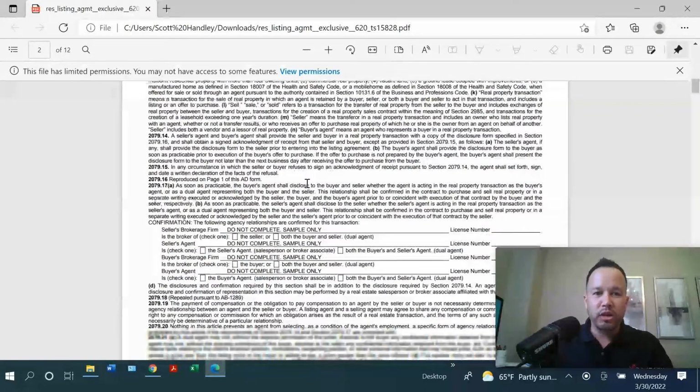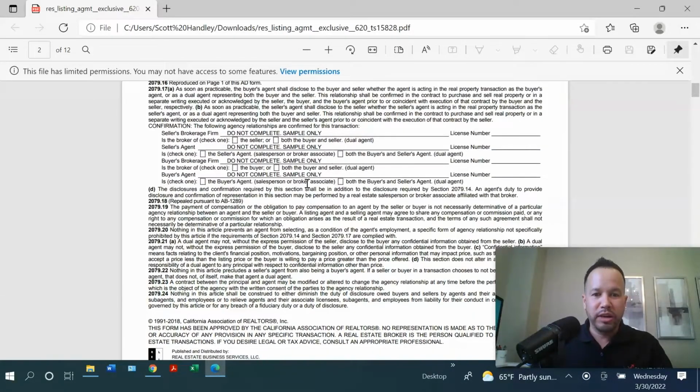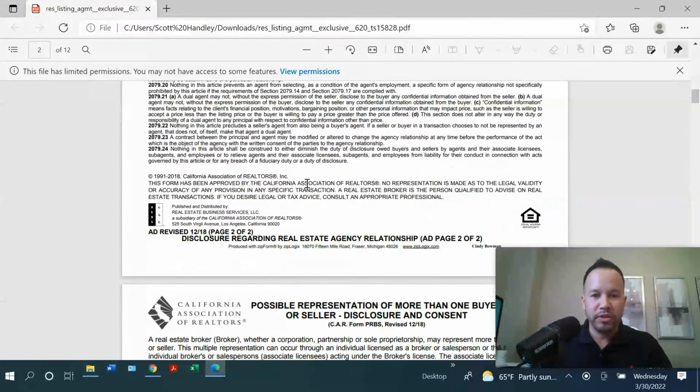Page 2 is just pretty much different legal terms here. We're not going to go through all of them. It just talks about how it ties into civil law and what your representations are.